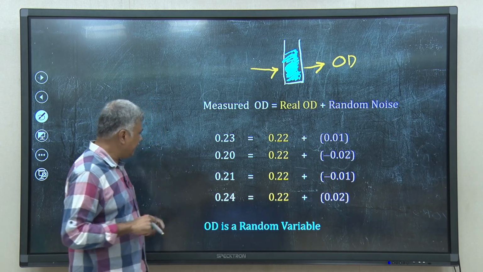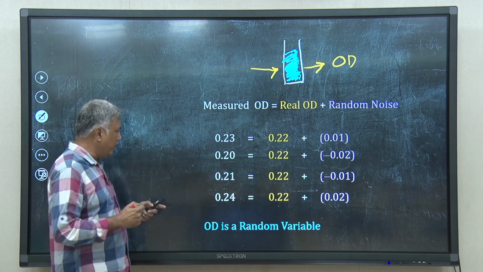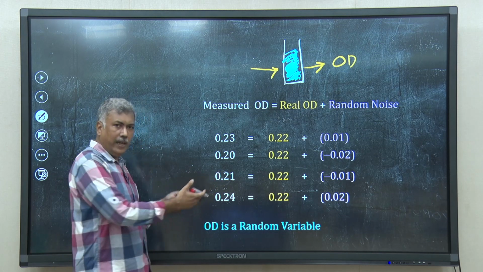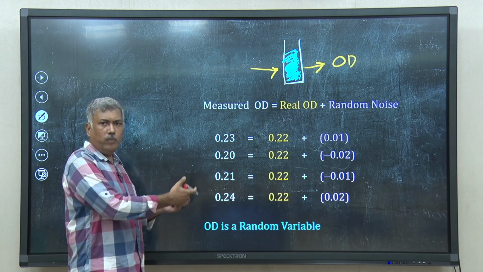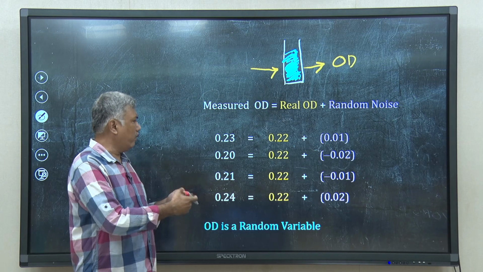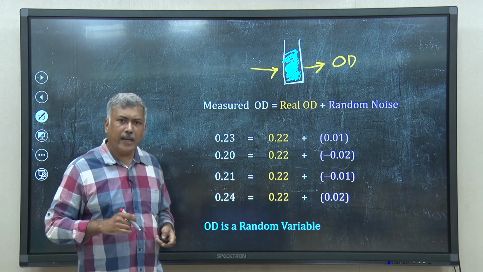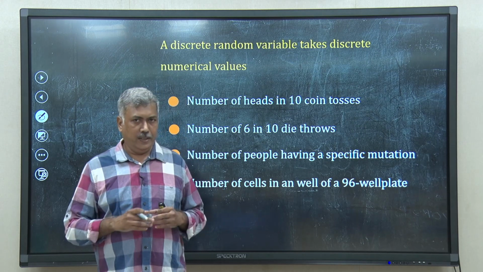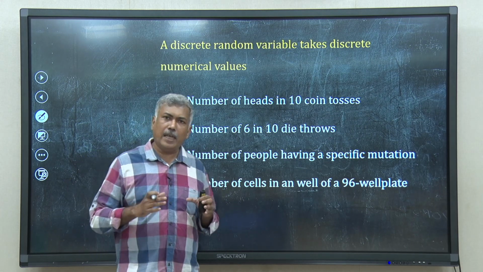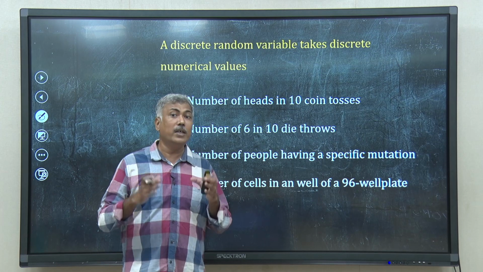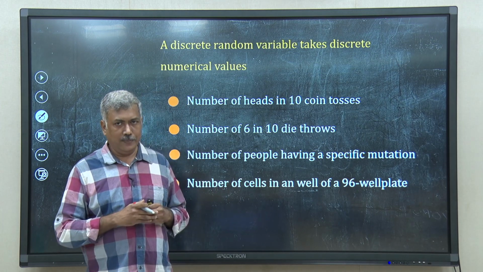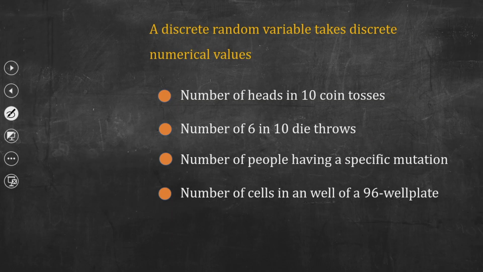Now in this case, if OD is a random variable, you can easily see OD can take any value bigger than 0, right. It can be 0.1, it can be 1.2, so it is a continuous variable, right. But there are some random variables which are discrete, and in this lecture we will discuss the probability distribution of those discrete random variables. Now I have listed a few of the discrete random variables.